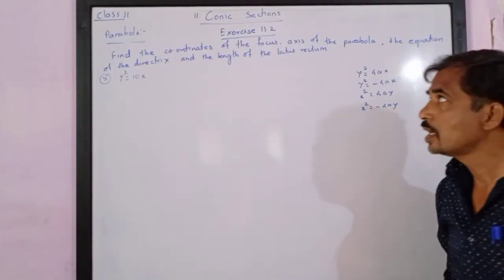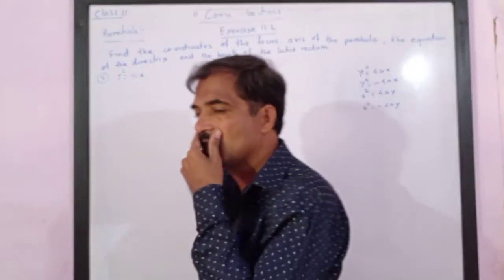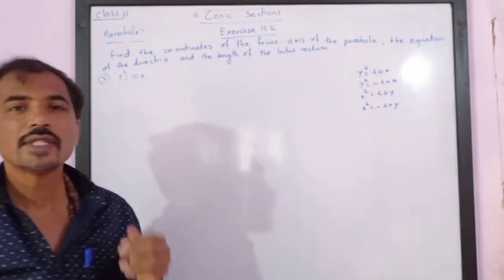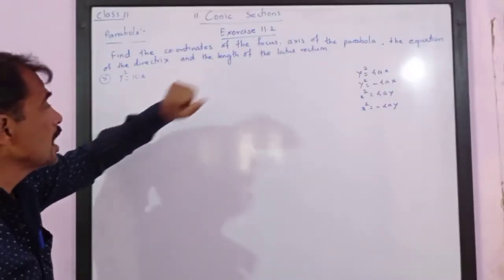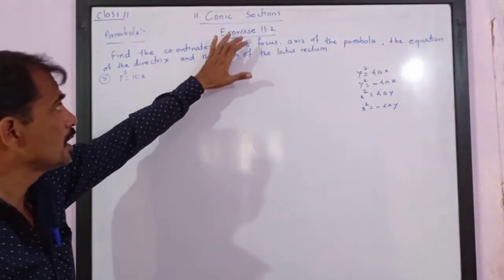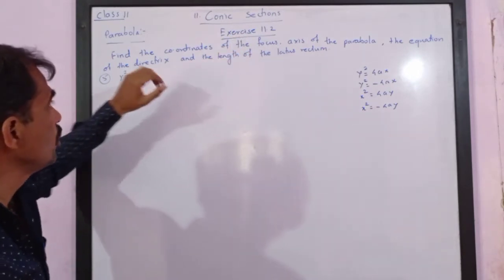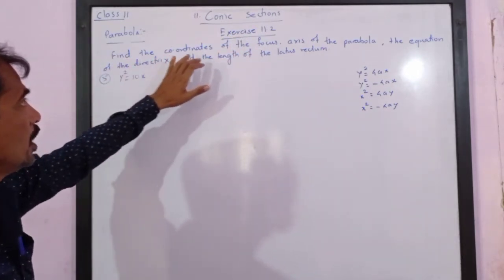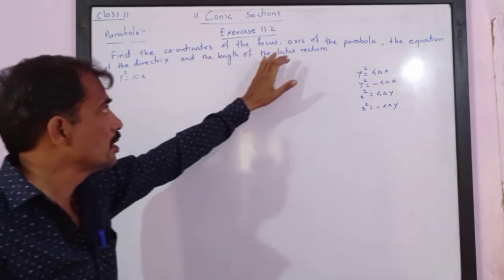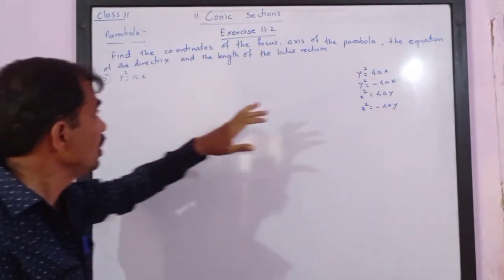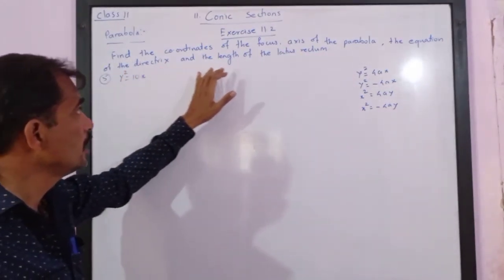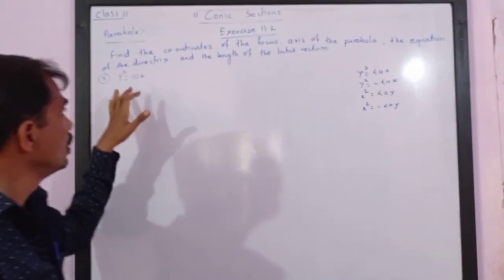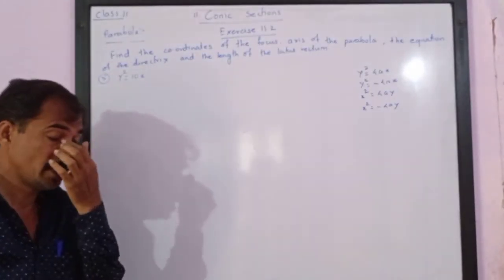Dear friends, in class 11 we are studying conic sections and we are studying parabola. In Exercise 11.2, with the help of certain examples, we are understanding parabola. We have the question: find the coordinates of the focus, axis of parabola, the equation of the directrix, and the length of latus rectum. And we are given the equation y square is equal to 10x.